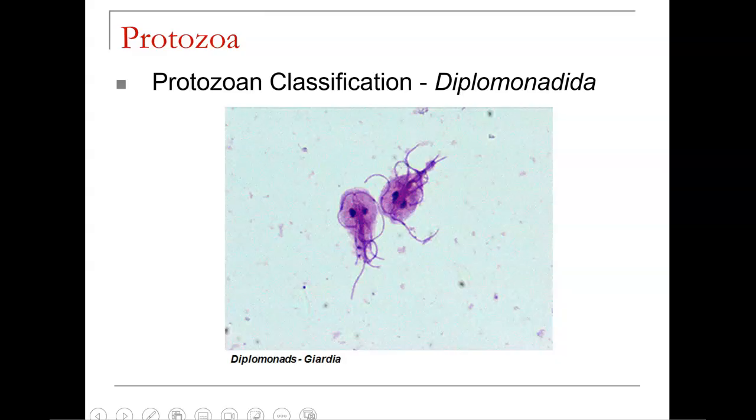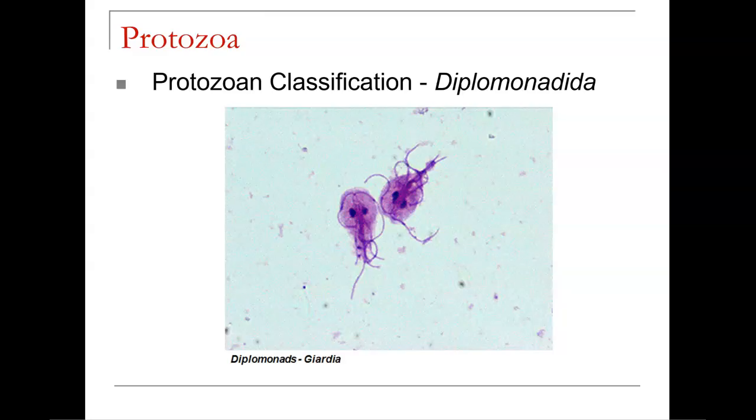With our next one, we have Diplomonadia. These lack mitochondria, Golgi bodies, and peroxisomes. Diplomonads have two equal-sized nuclei and multiple flagella. Giardia is the one that you see here.